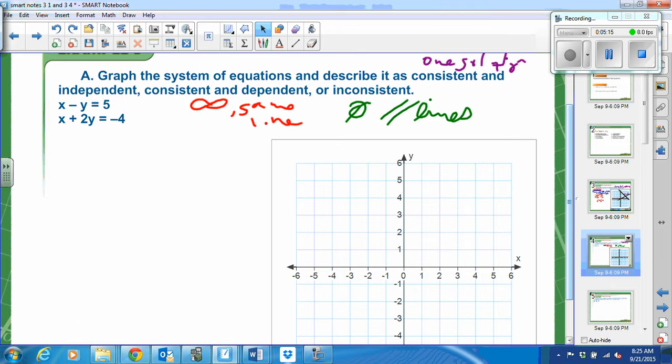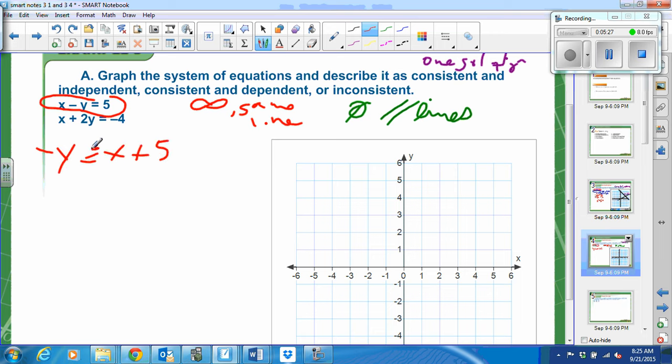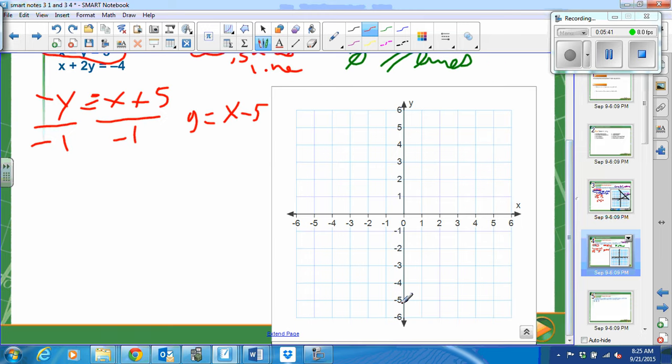So we have x minus y equals 5. If we get that into slope-intercept form, we're going to get negative y equals negative x plus 5. And then we're going to divide by negative 1. So we get y equals x minus 5. So it has a y-intercept of negative 5, and it has a slope of 1. So it's going to be that line.